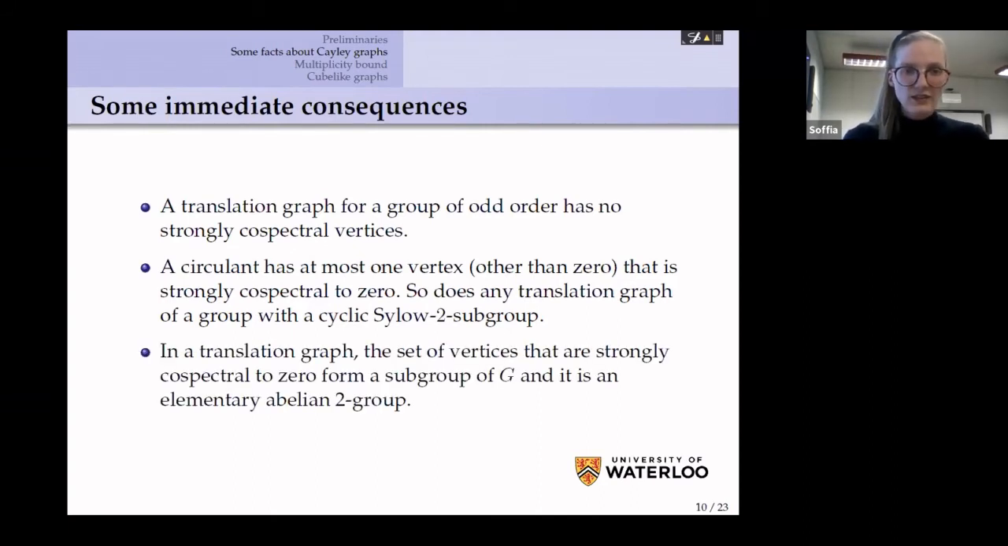And then this is, of course, what we really want: when we have some set of things in a group that contains the identity, the set of vertices that are strongly cospectral to 0 form a subgroup of G. And again, because these elements all have to have order 2, this is an elementary abelian 2-group.